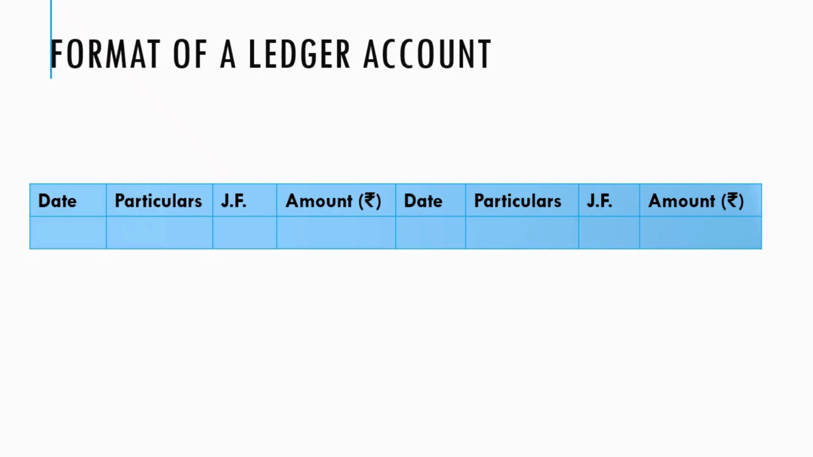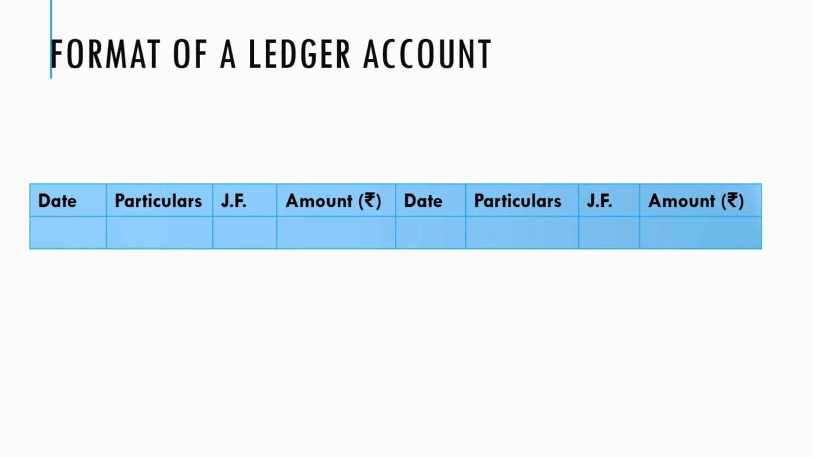So here is the format of a ledger account. As you can see, this particular table is divided into 8 parts: one in the center, and on both sides it is a mirror image. Date, particulars, general folio, amount, again date, particulars, journal folio, amount.